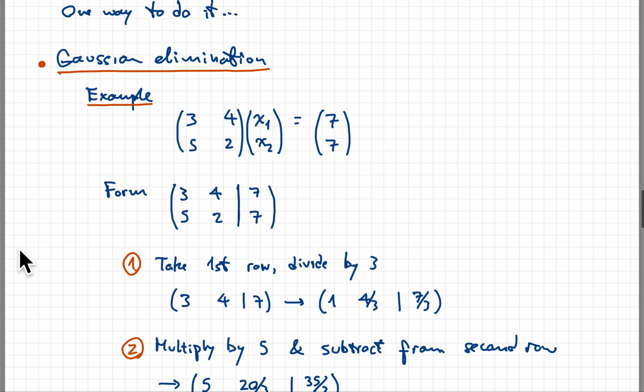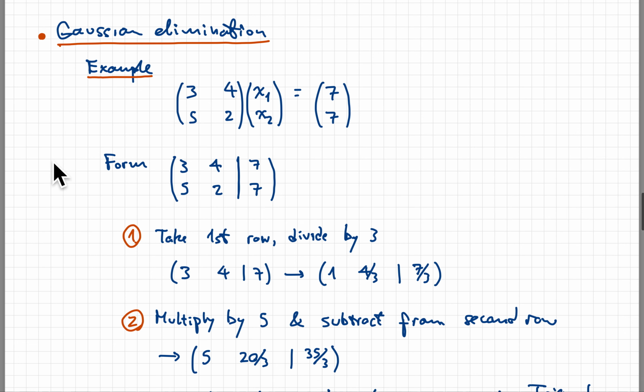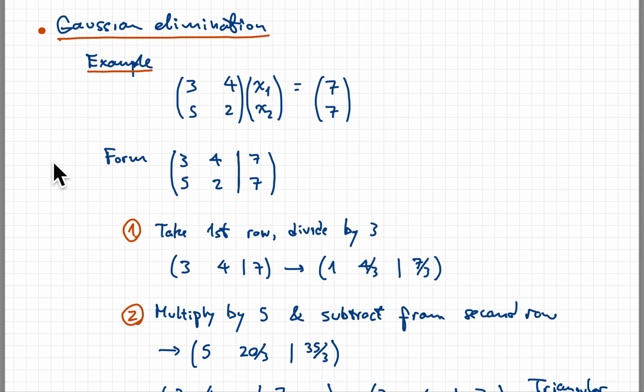So let's consider once again a 2x2 case. This matrix 3, 4, 5, 2 multiplied by x1, x2 has to be equal to 7, 7. This is what we want to know. In fact, if you look at this equation for a little bit, maybe the solution is not hard, because 3 plus 4 is 7, and 5 plus 2 is 7 also, and so the solution is 1, 1. So we really already know the solution. This is a very simple example, but let's go through the motions of this Gaussian elimination algorithm to see how it works.